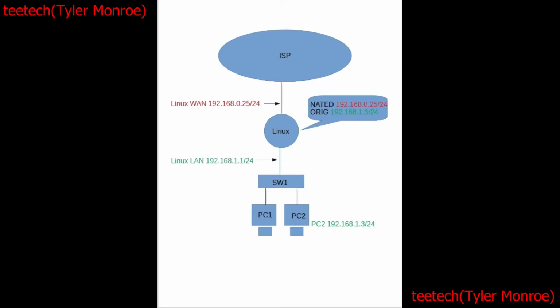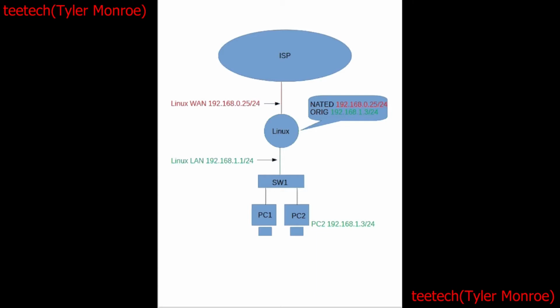Before it is routed out of our Linux firewall, it should be the WAN interface IP address that our Linux firewall has. Otherwise, the ISP will not route it. And as well, the first PC to send traffic would be the only one that can use your internet connection. All right?